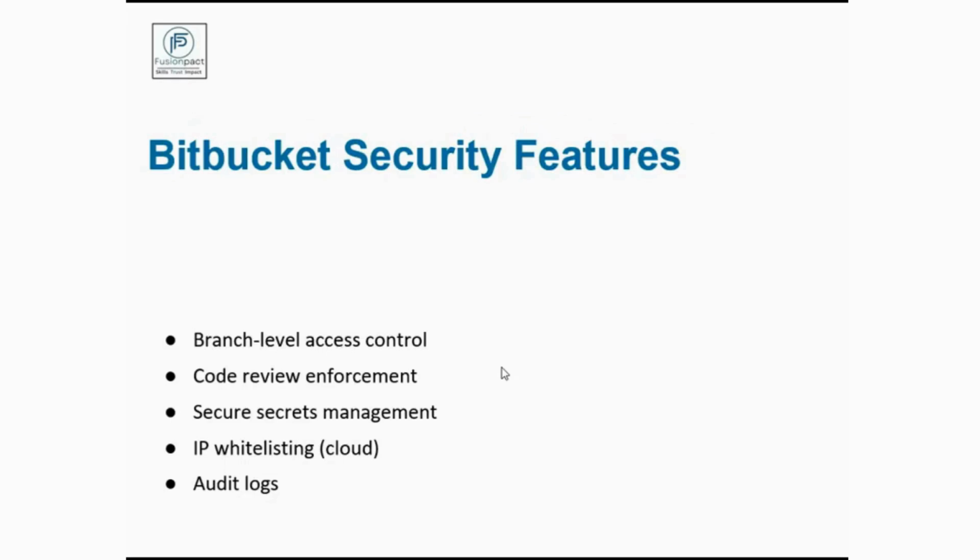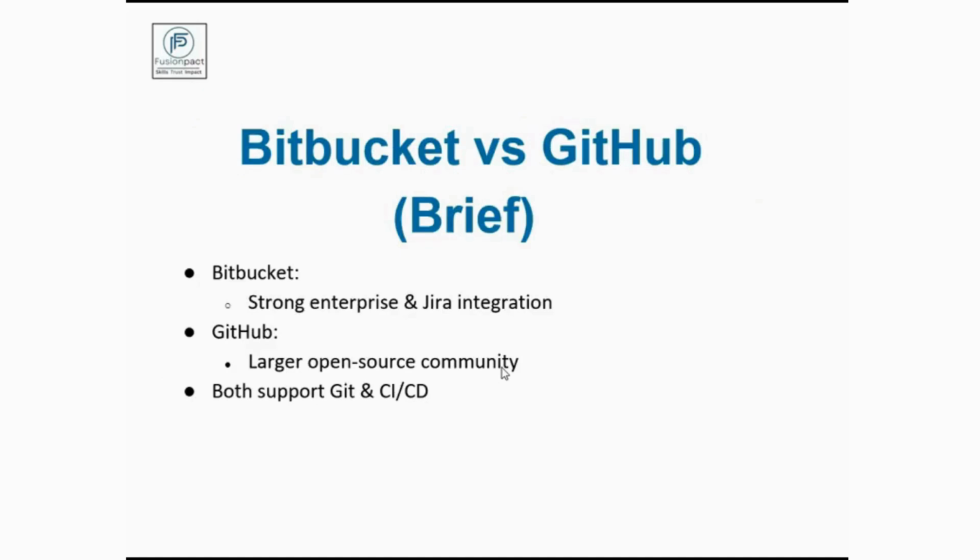The different security features in Bitbucket are: it provides branch-level access control and code review enforcement. We can enforce the code review so that the code will be committed only when it is reviewed by a higher authority. It has a secure secret management service where we can store our tokens, passwords, and environment variables, and it also provides audit logs.